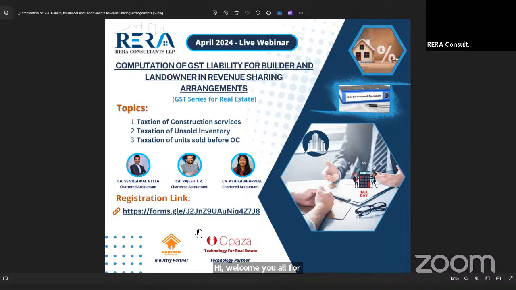Today's topic is computation of GST liability for builders and landowner in revenue sharing arrangements.